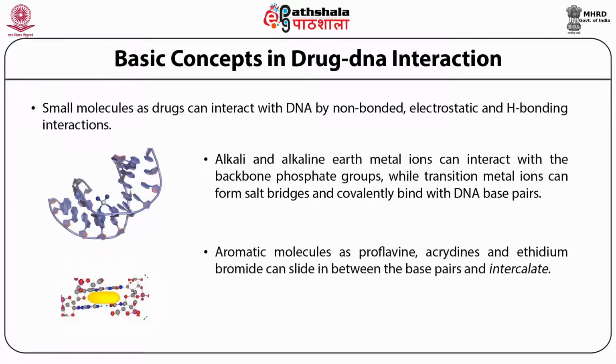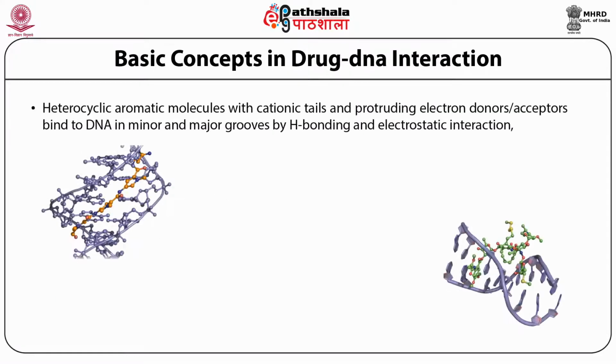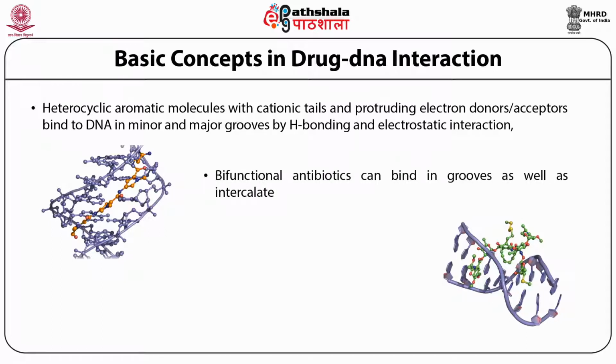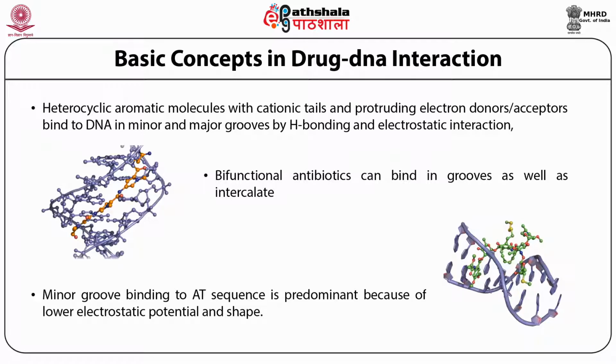Small aromatic molecules such as proflavin, acridine and ethidium bromide can slide in between the base pairs and intercalate if their size is suitable. Heterocyclic aromatic molecules with cationic tails and protruding electron donors or acceptors can bind to DNA in minor and major groove by hydrogen bonding and electrostatic interaction. Whereas bifunctional antibiotics like echinomycin can bind in DNA grooves as well as intercalate. Minor groove binding drugs usually show preference to AT sequences. This is because of lower electrostatic potential and shape-wise suitability.